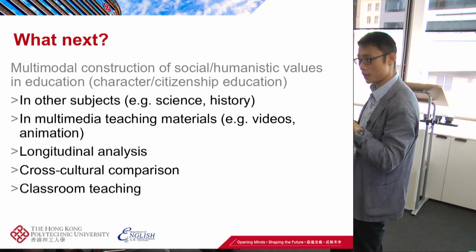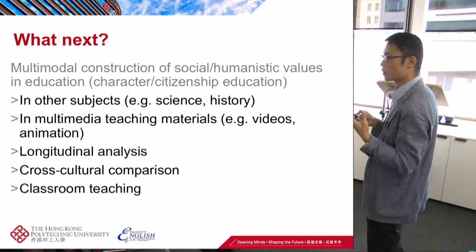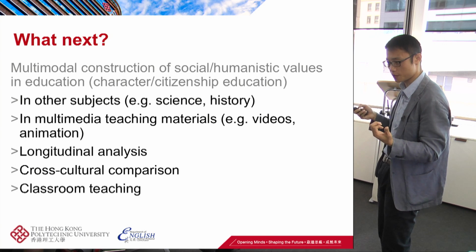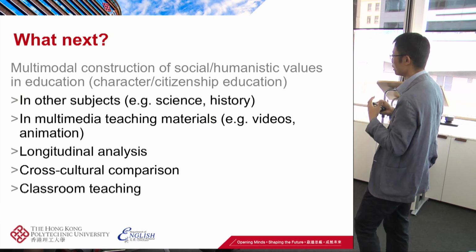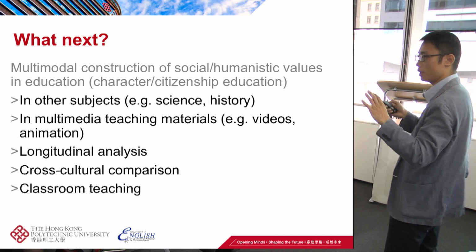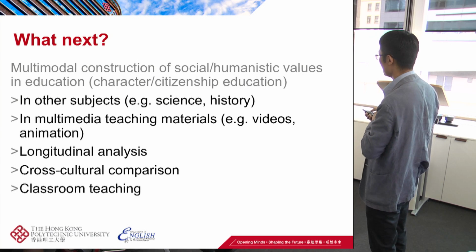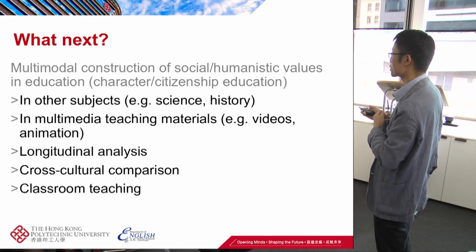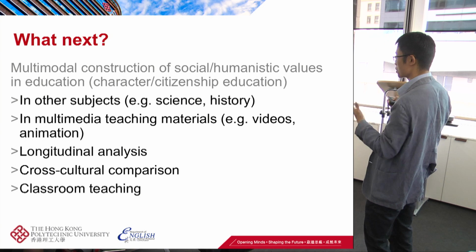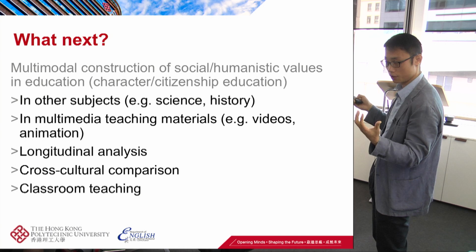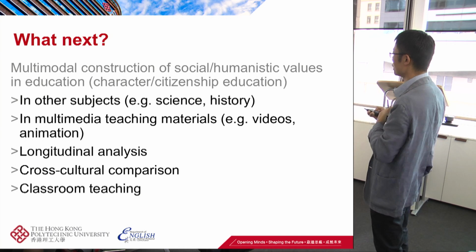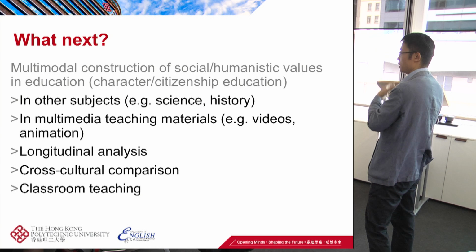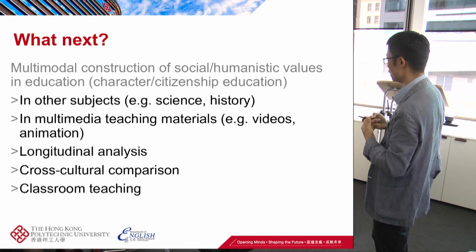Okay, right, so now my last slide, what next? Okay, so I've talked about a multimodal construction of social humanistic values in English textbooks, and what the values are, how they are constructed, and why they are constructed in such a way. And apparently there's a lot to be done in terms of critical literacy or character education. For example, in other subjects, like in science, in history, we can do similar studies to see if they are packing values in, to what extent, and how they design this, and how this humanistic aspect interacts with the scientific aspect, right? How these different knowledges interact.